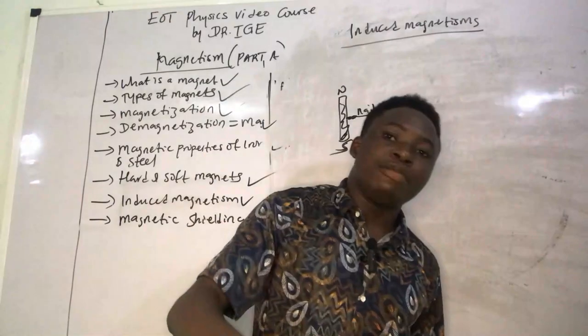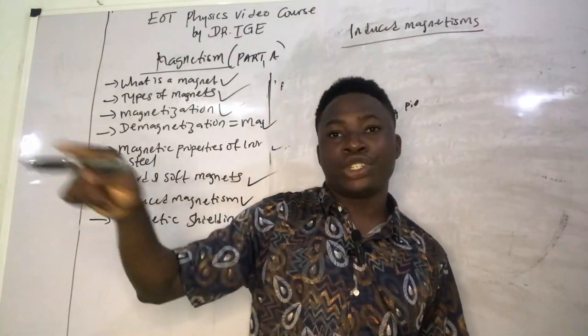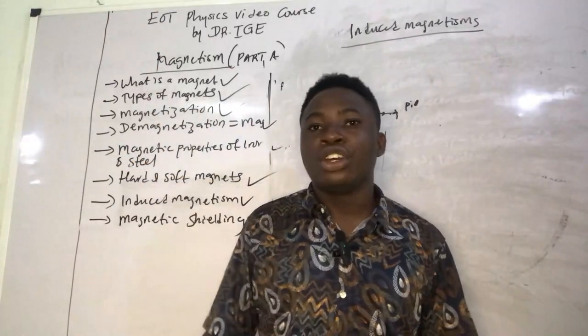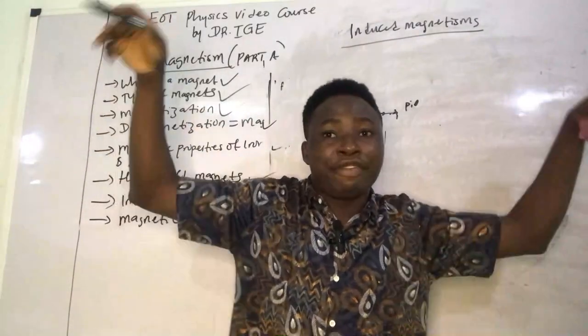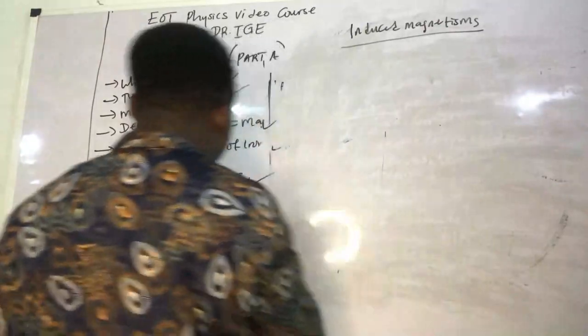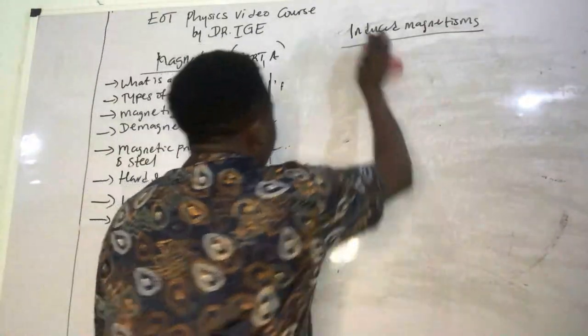So that's why when you want to do the magnetization, I said earlier that you do it in the east-west direction to break out of the magnetic influence of the earth. Okay, so the next thing I want to talk about here is magnetic shielding.